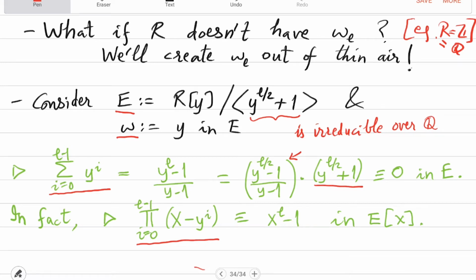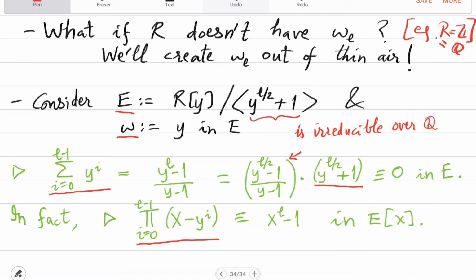So in that sense, y is truly a primitive root of unity, an Lth primitive root of unity in the ring E. Okay, so let us now proceed.